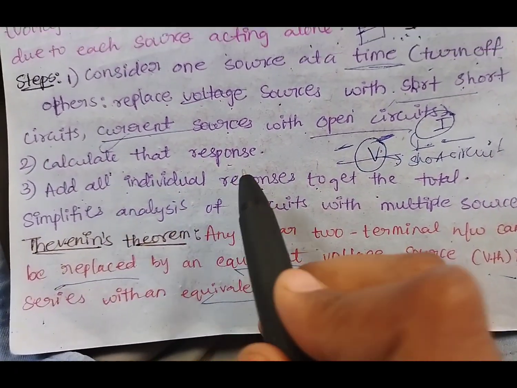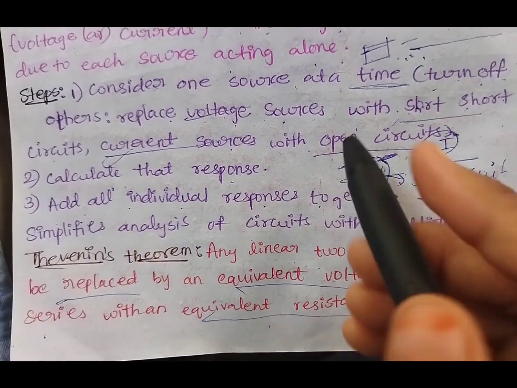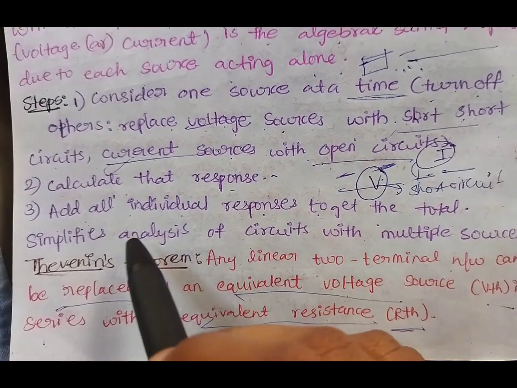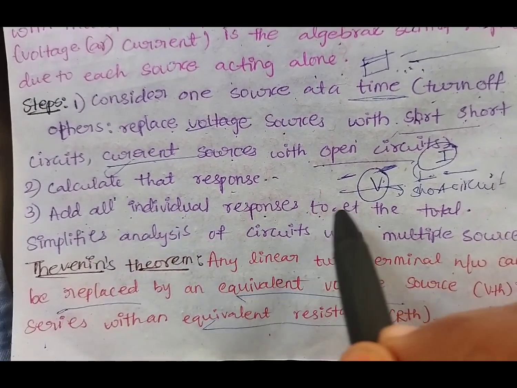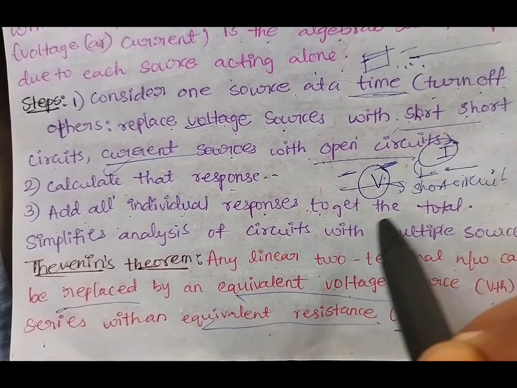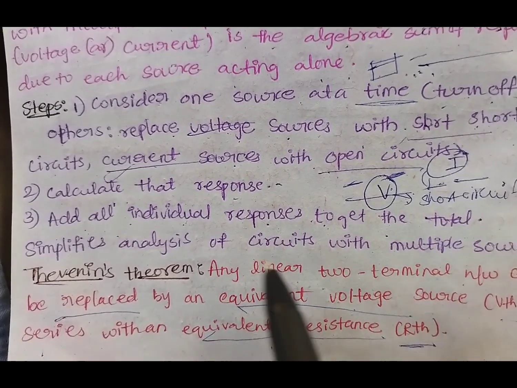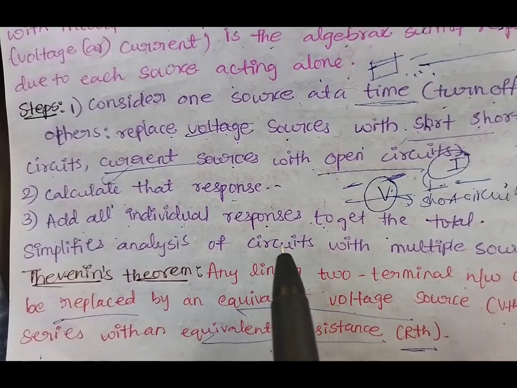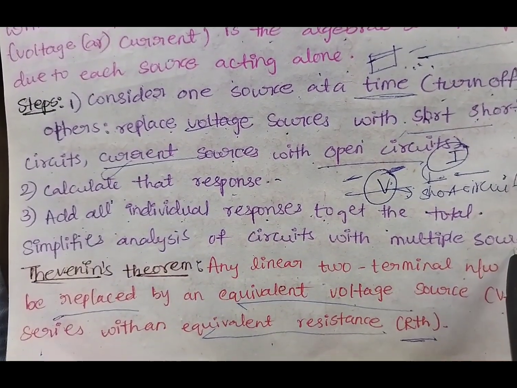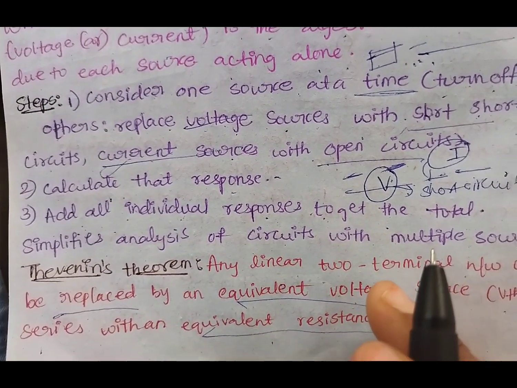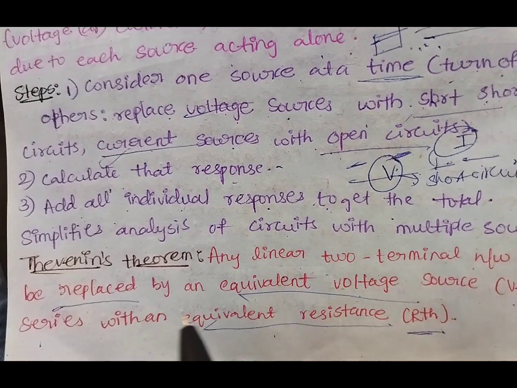Then calculate the response. After that, you calculate the total circuit response by adding the individual responses to get the total. Individually you calculate it, then you add them all. This simplifies analysis of circuits with multiple sources. Continue the process for all the multiple sources.